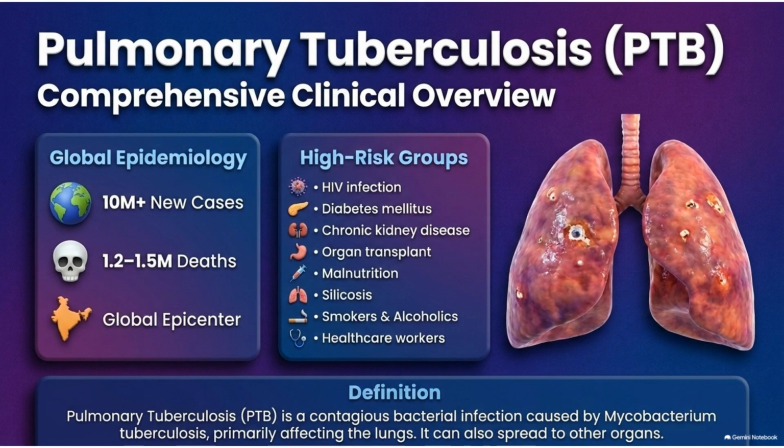Pulmonary tuberculosis is a highly contagious bacterial infection caused by Mycobacterium tuberculosis, primarily affecting the lungs. It remains a significant global health challenge, with millions of new cases and deaths annually. Certain groups, including those with compromised immune systems or specific health conditions, are at higher risk.